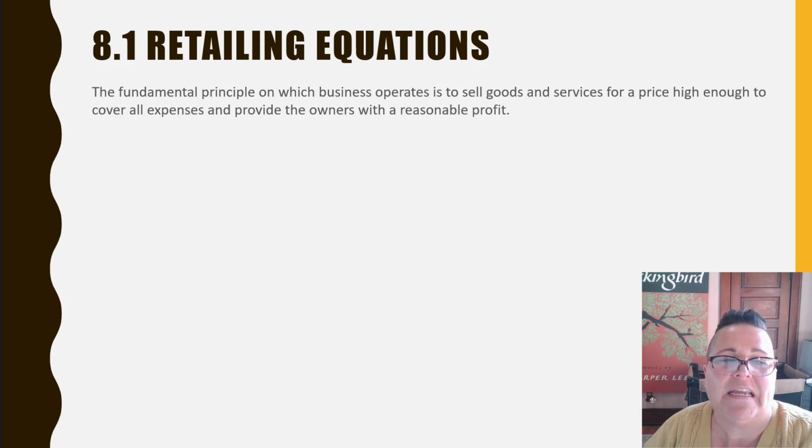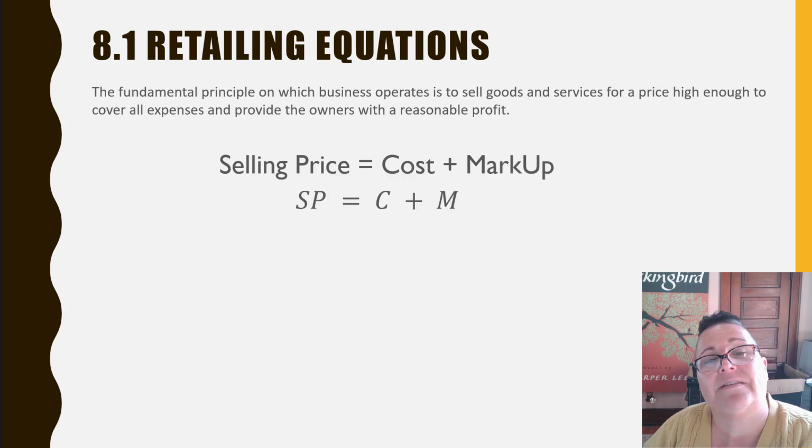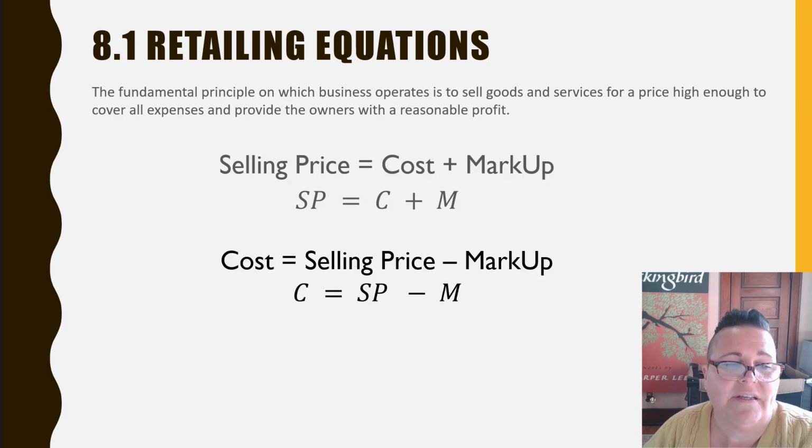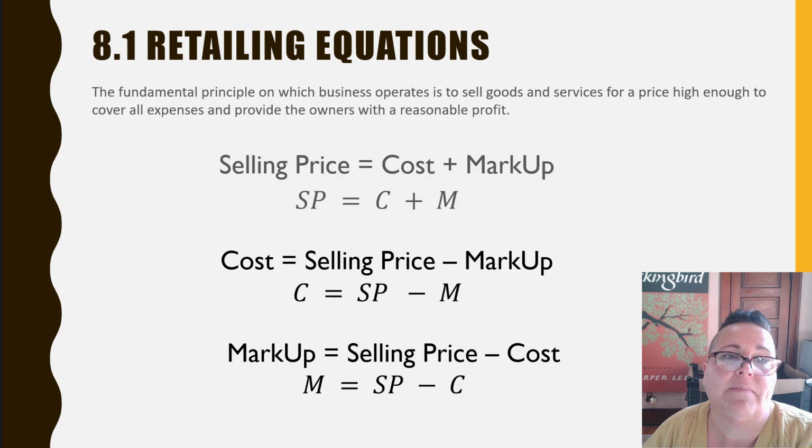This retailing equation is the basis on which businesses operate. It's the whole idea that the selling price of an item is made up of the cost of that item plus any markup applied to it. Now, you will often see this particular equation, this overruling concept, written as SP is equal to C plus M, where SP is your selling price, C is the cost, and M is the markup. Now, your textbook gives you two follow-up equations. The cost is the selling price minus the markup, and the markup has to be the selling price minus cost.